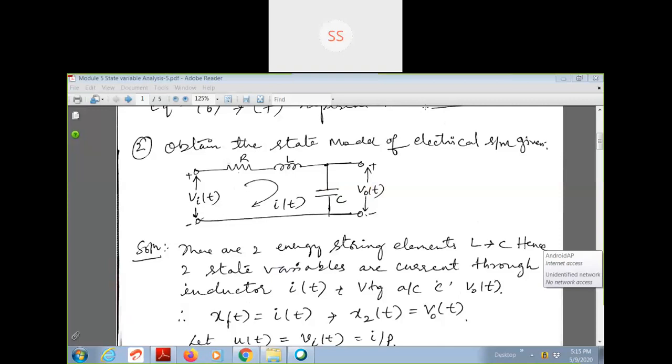So we shall continue with some more examples with the state model of systems. Here consider an example where an electrical system is given. In this, vi of t is the input and vo of t across the capacitor C is the output. The other elements are R and L. It's a single loop circuit and i of t is the loop current. Now for this system we have to obtain the state model.